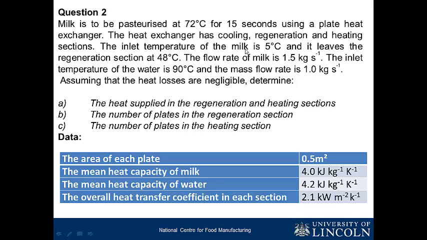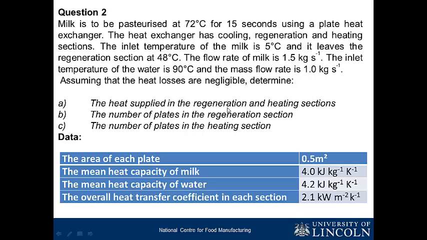The inlet temperature of the milk is 5 degrees Celsius and it leaves the regeneration section at 48 degrees Celsius. The flow rate of milk is 1.5 kilogram per second and the inlet temperature of the water is 90 degrees Celsius and the mass flow rate is 1.0 kilogram per second, assuming that heat losses are negligible. Now, this is very important. Heat losses are negligible. Determine the heat supply in the regeneration section and also in the heating section.